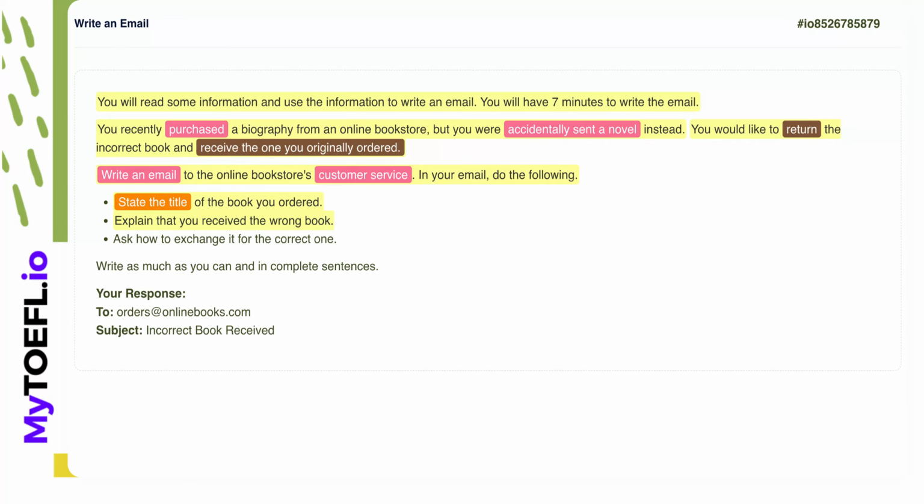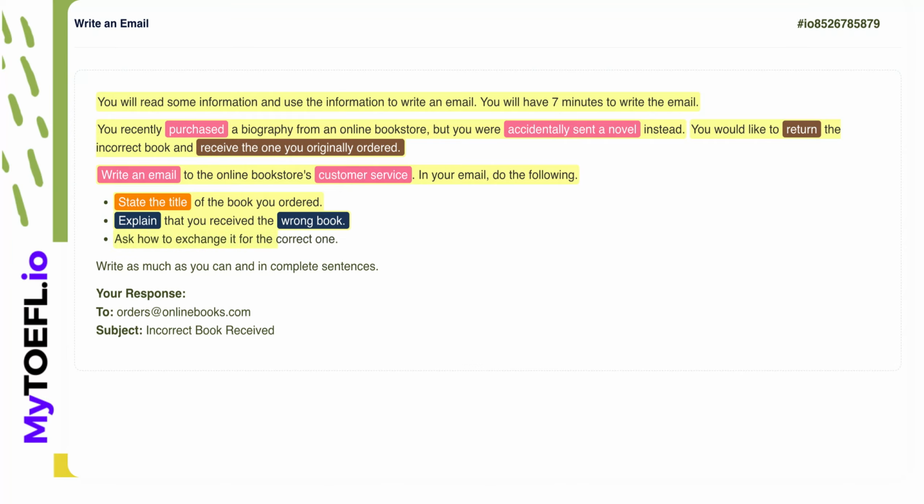Explain that you received the wrong book. Our second task is to explain the problem clearly. You must state that you received the wrong book. This involves more than just saying, it was wrong. A good response will mention both the book you ordered and the incorrect one you received to make the explanation as clear as possible for the customer service team.